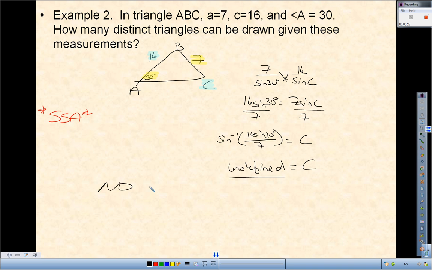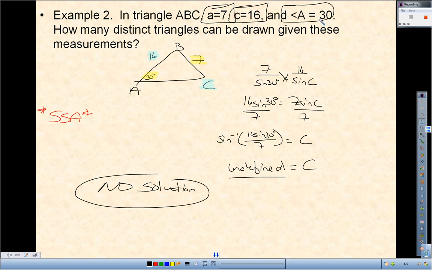So in this case, there is no triangle or solution that would fit these three characteristics. In other words, I couldn't have a triangle that has an angle of 30 degrees for A, a side of 7 for A, and a side of 16 for C. There is no such triangle that could form.